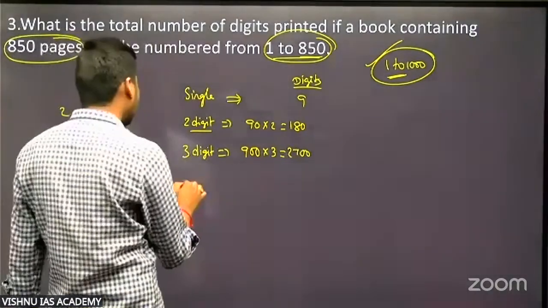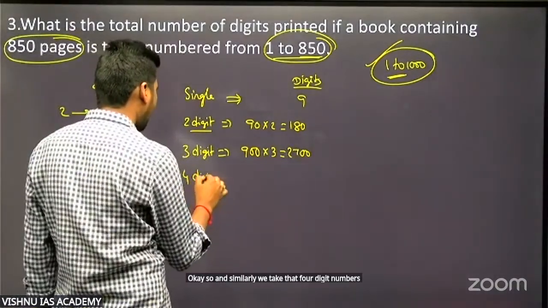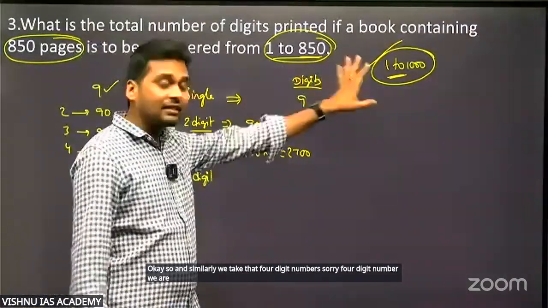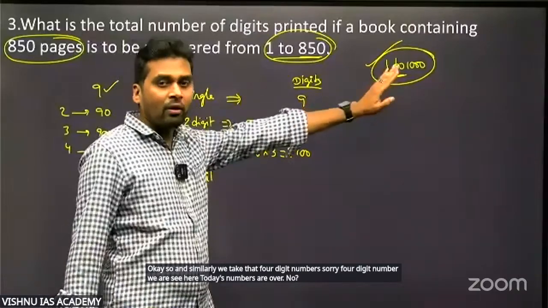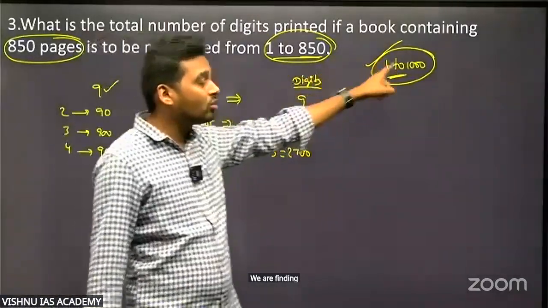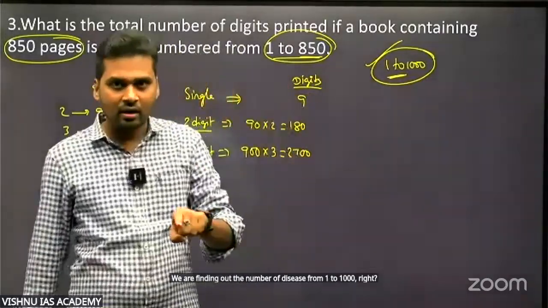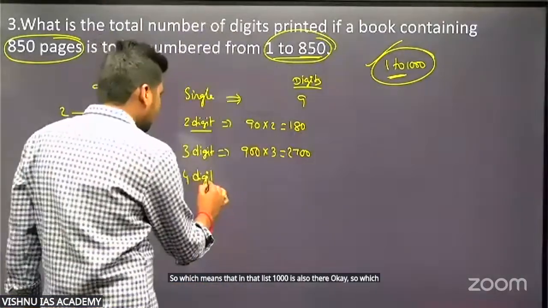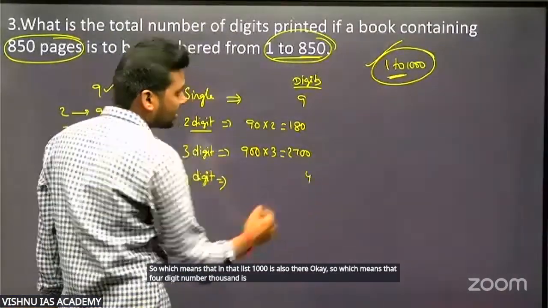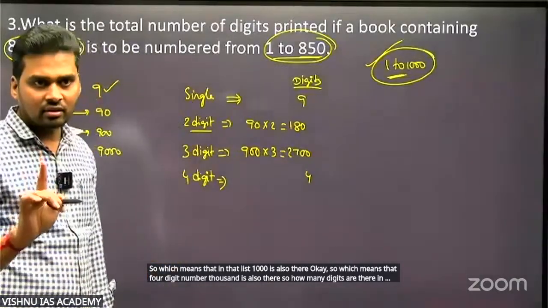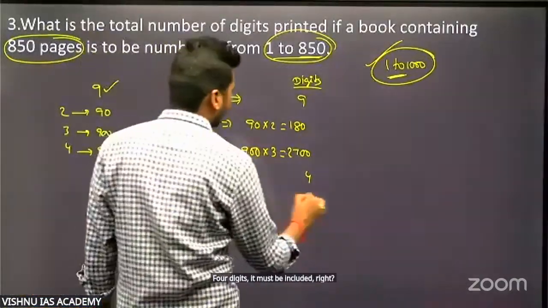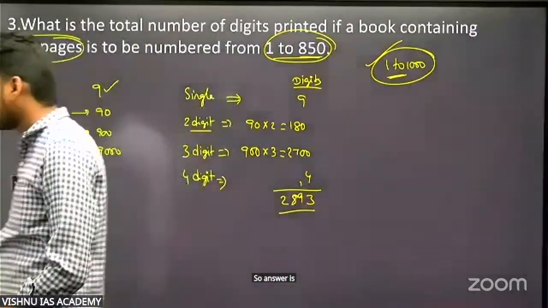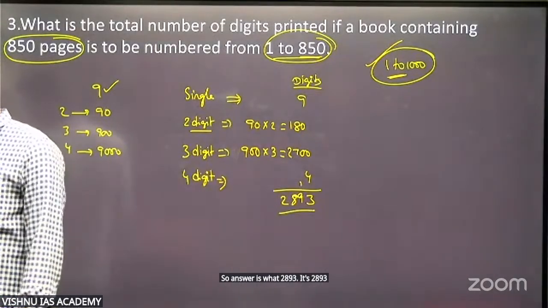Similarly, we take the four digit numbers. Three digit numbers are over. Now we are finding the number of digits from 1 to 1000, so 1000 is also in that list. How many digits are there in 1000? Four digits. It must be included, right? So the answer is 2893.